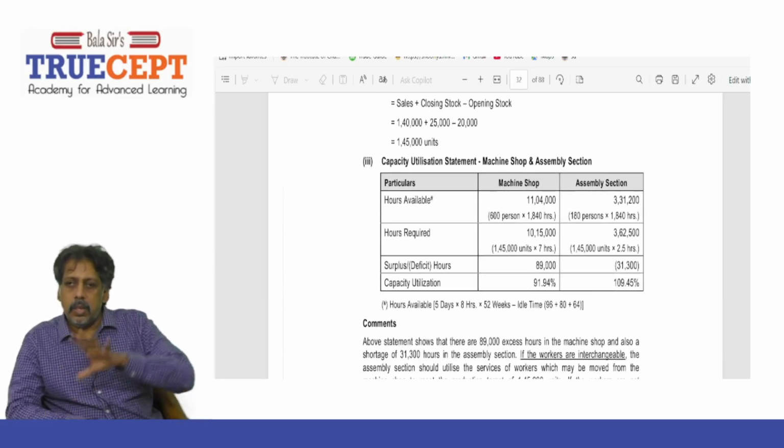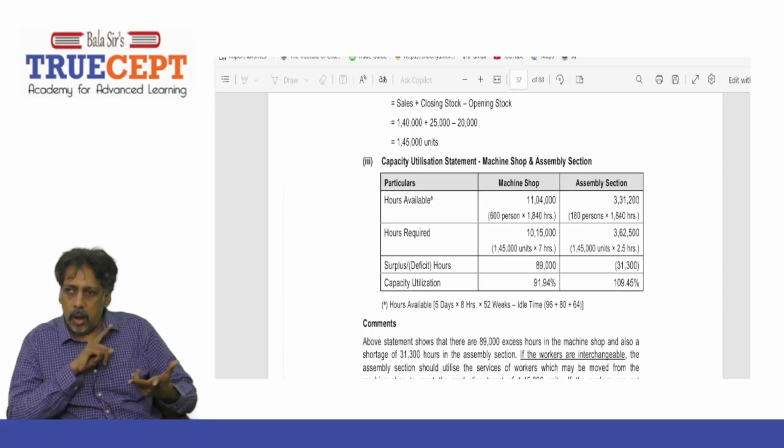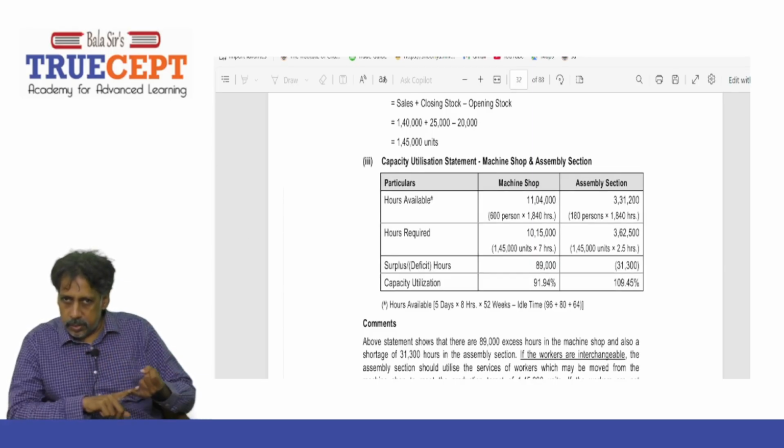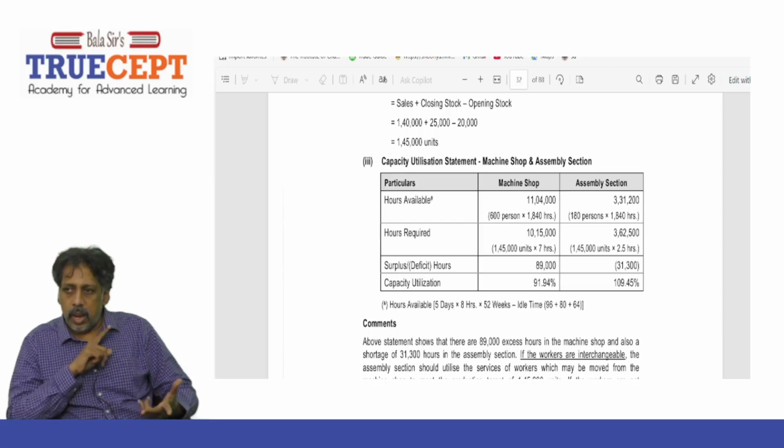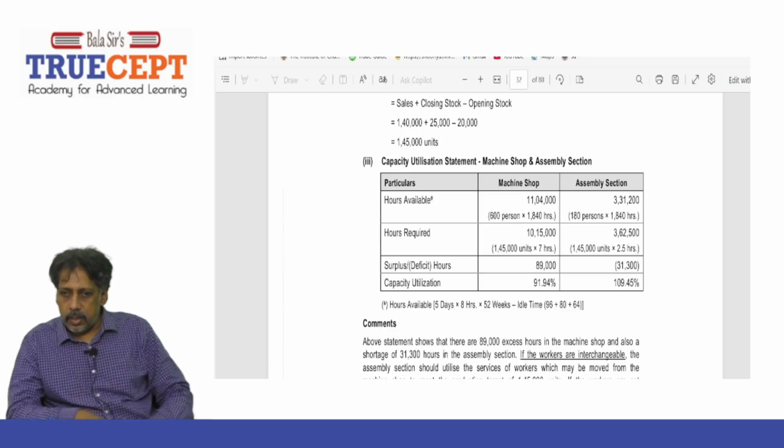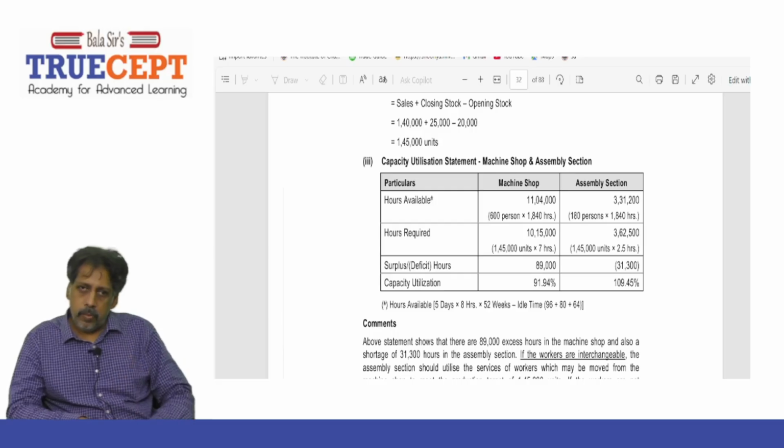Got it? Yes, sir. Now guys, I want people to take down the computation of selling price and then calculate the 1,40,000 units, because that is one of the questions asked, and also make a working for the quantity to be manufactured. Till that you take down, and I'll just pause the recording.